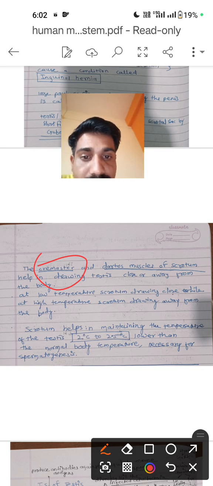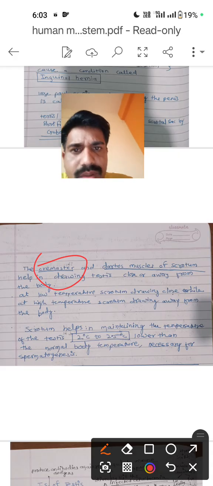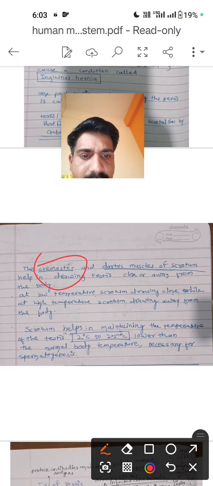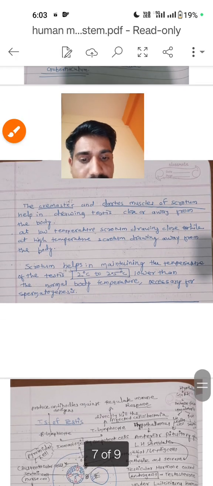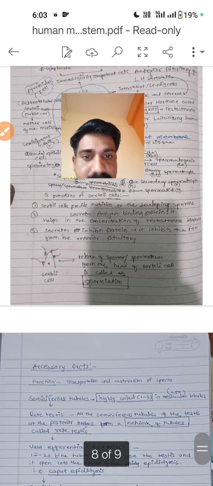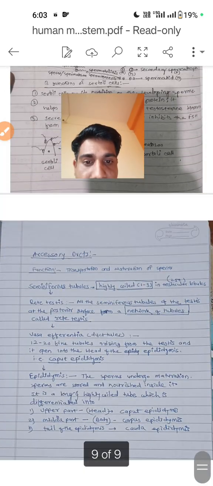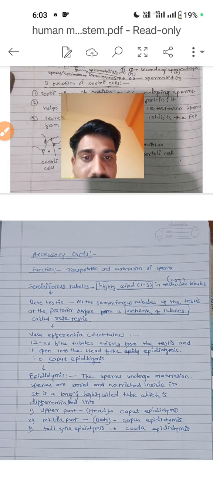Both help in drawing the testes close to or away from the body. Whenever there is a low temperature, the scrotum draws close, while at high temperature the scrotum draws away from the body. The scrotum helps in maintaining the temperature of the testis 2 to 2.5 degrees Celsius lower than the normal body temperature, which is necessary for spermatogenesis. Okay, dear students, this is all about the testis, and after that we will discuss the accessory ducts.